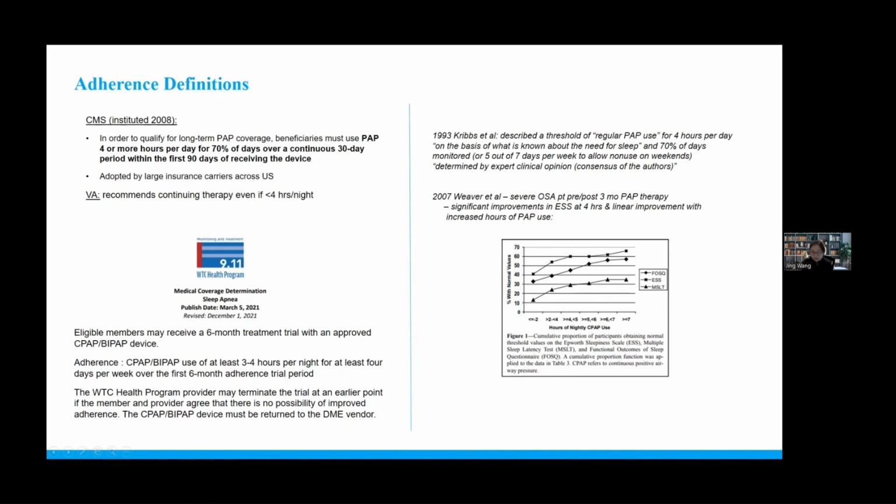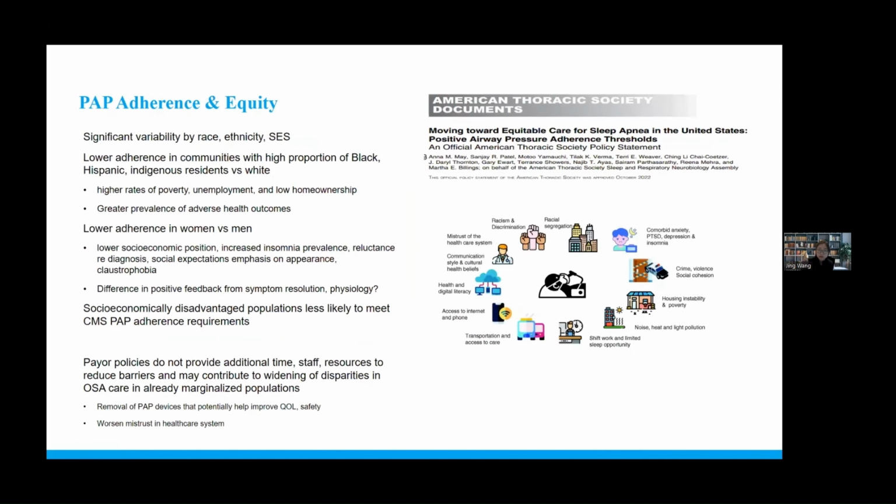So, I think this information, as well as practically what we've experienced in terms of challenges in taking care of patients and getting them to, quote unquote, be adherent or compliant with PAP therapy, has led to a lot of this growing movement of potentially advocating for change. In the interest of time, I may not be able to go into a lot of detail, but this is a recent statement from the American Thoracic Society, a call to really move towards more equitable care for sleep apnea in the United States.